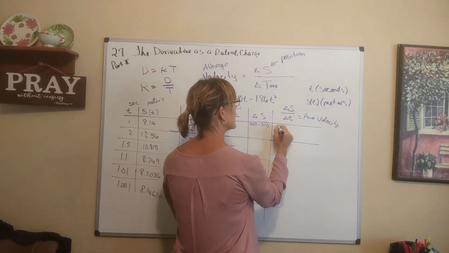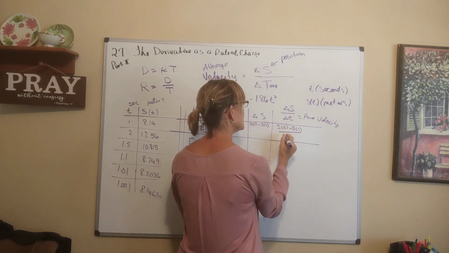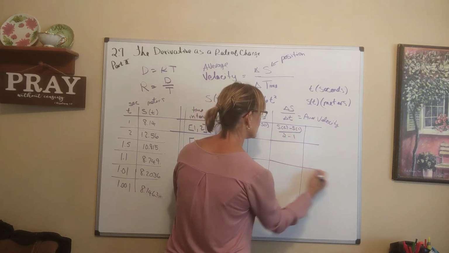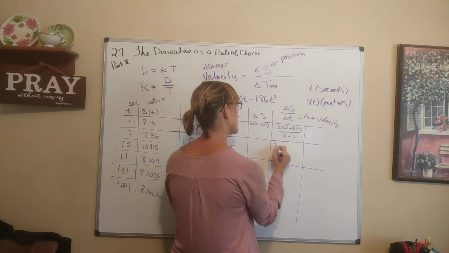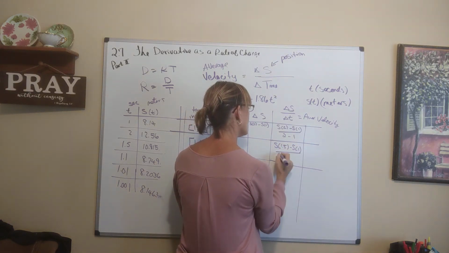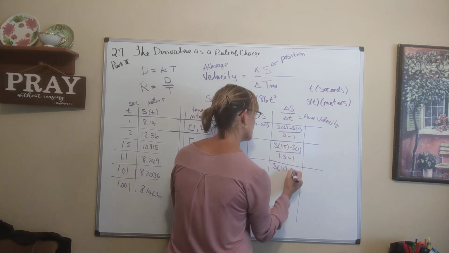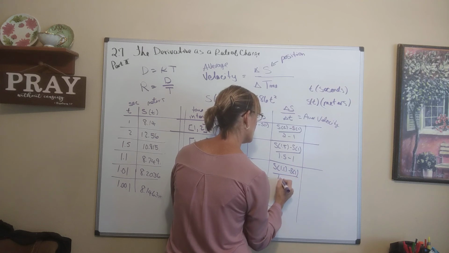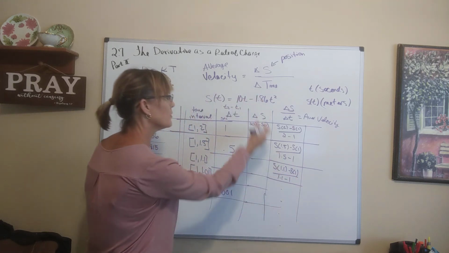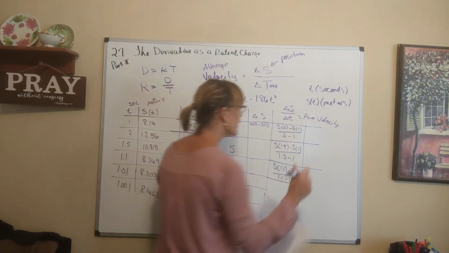So this is basically s of 2 minus s of 1 over t2, which is 2 seconds minus 1 second. I'm going to put in the real numbers, but I want you to see what we're doing here. This is s of 1.5 minus s of 1 over 1.5 minus 1. This is s of 1.1 minus s of 1 over 1.1 minus 1, and so on. That's what I'm doing to calculate, and these are the values that you'd get out.